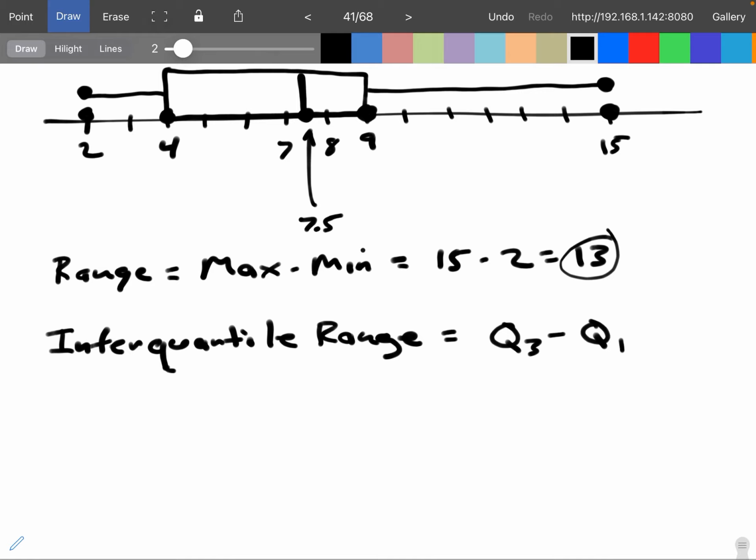So in this case, that is going to be, let's see, what do we got? Our third quartile is at 9. That's the right side of that box. And then the first quartile was at 4. That was the left edge of that box. So you get 9 minus 4, so that's equal to 5. So that's how spread apart your first quartile and your third quartile are.